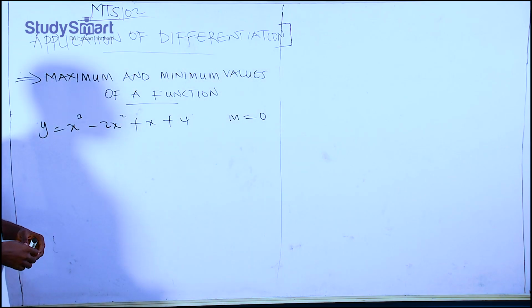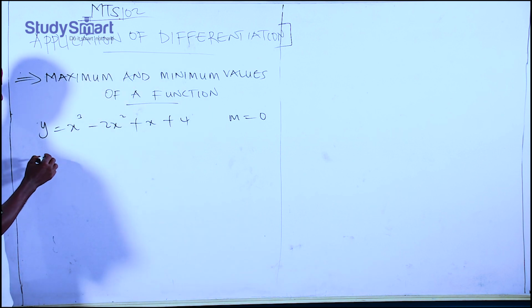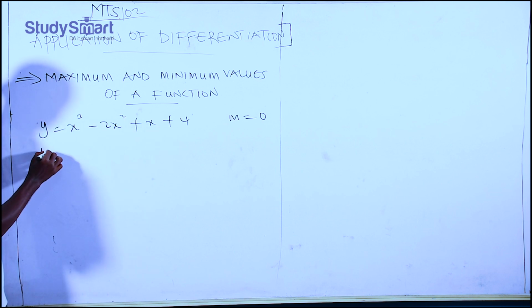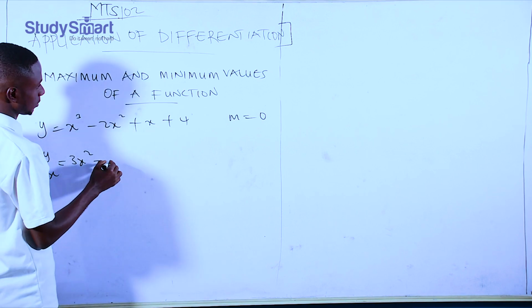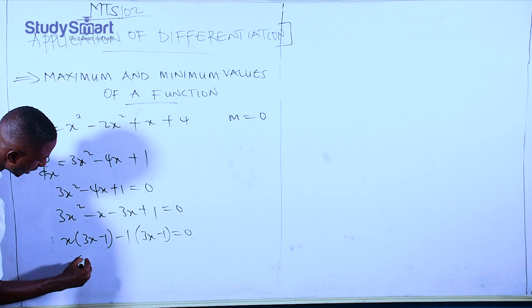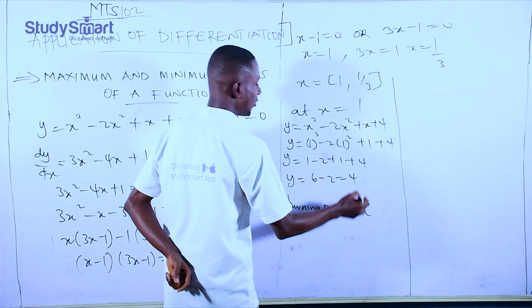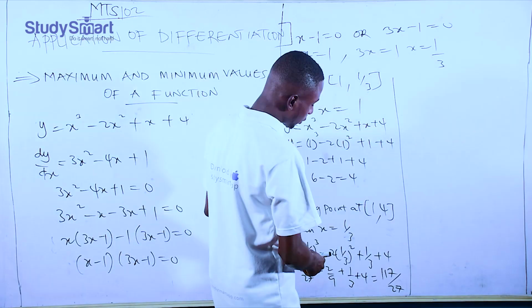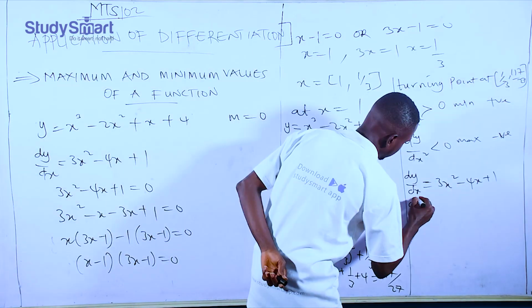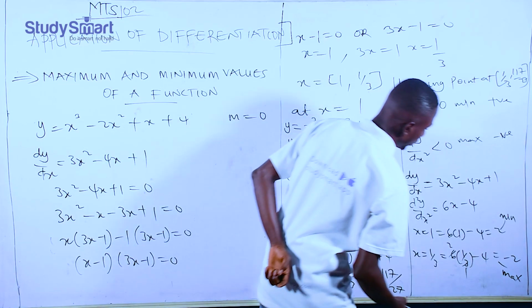First of all, let's get our slope or gradient, which is dy/dx. You know that m equals dy/dx. So we have dy/dx here. Maximum turning point.